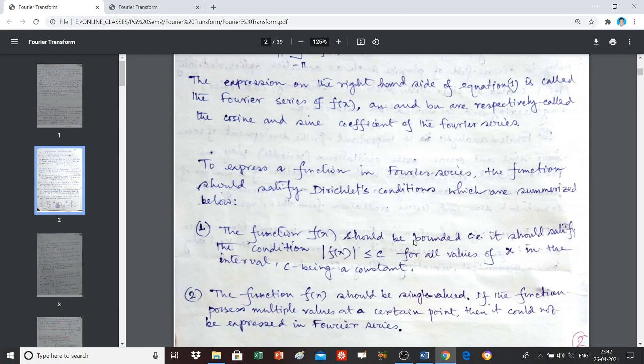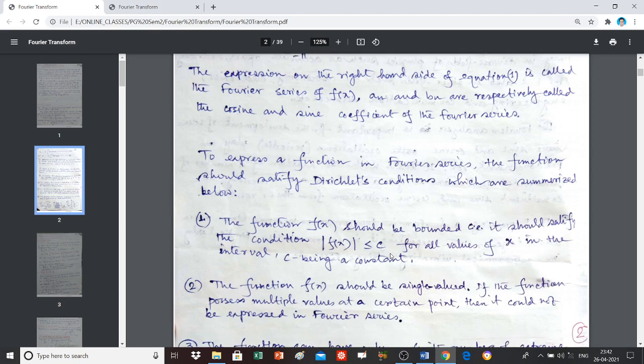That means it should satisfy the condition mod f(x) less than or equal to c, where c is a constant, for all values of x. So it should be bounded. This is the number one condition.